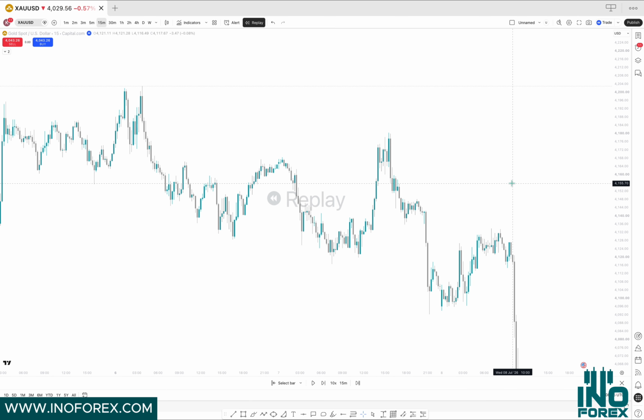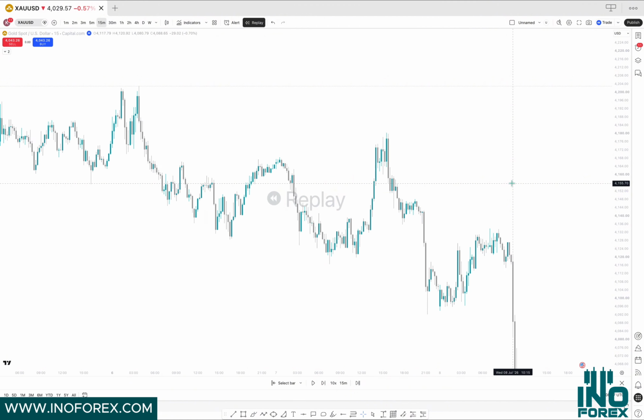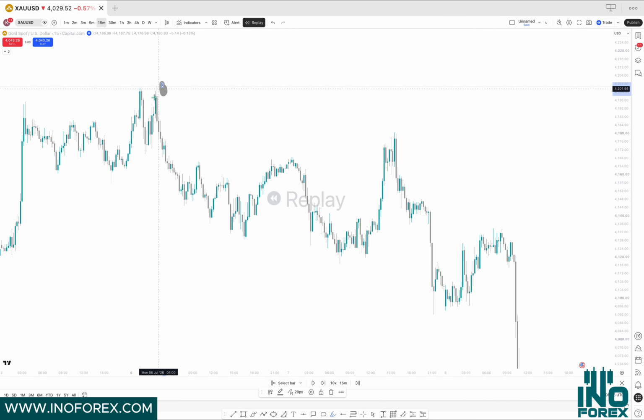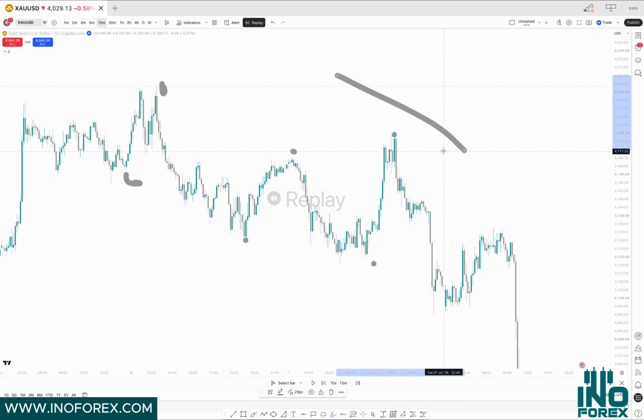So this is gold. As you see, our market is bearish. It's creating a higher low and a lower low, higher low and a lower low. As you see, gold is bearish. But marking higher low and lower low like this is not enough to identify the market direction. You need to mark a market structure to make sure that the market is bearish.